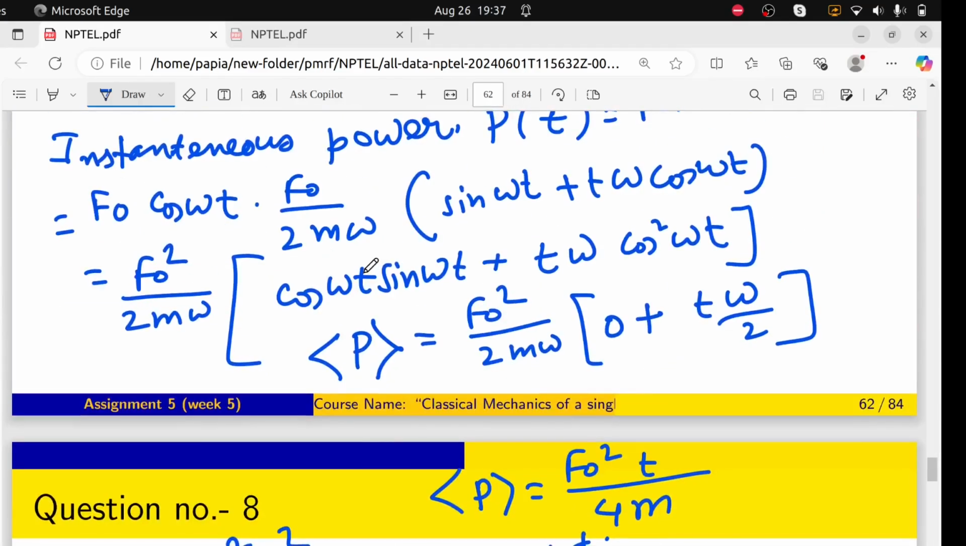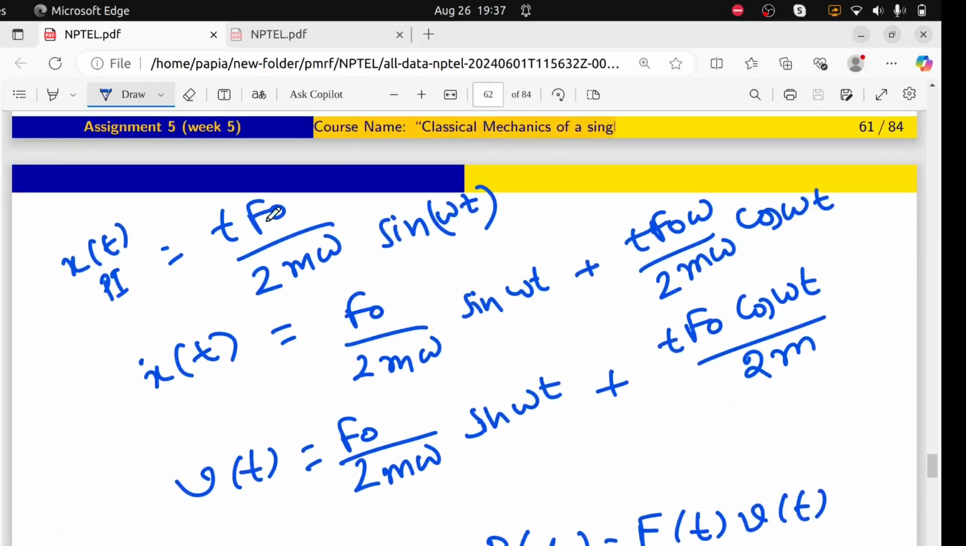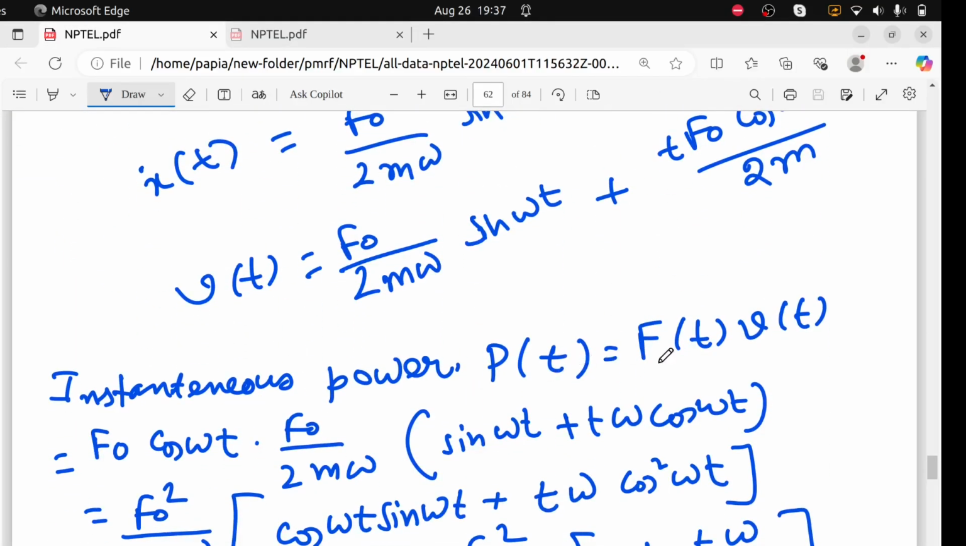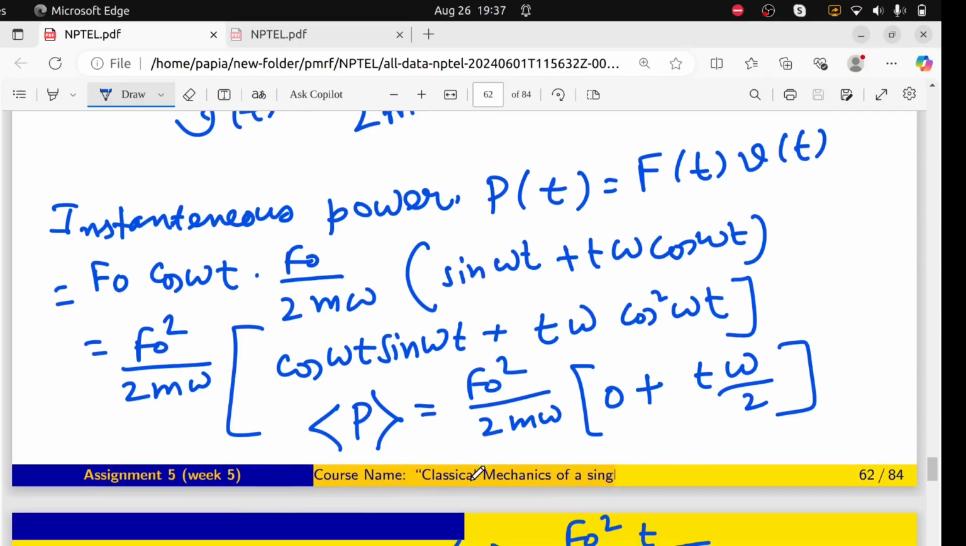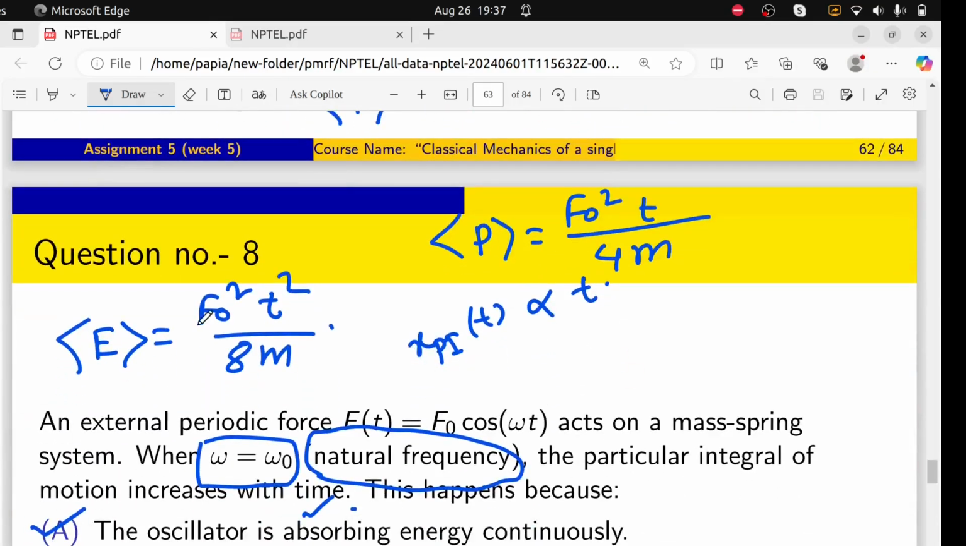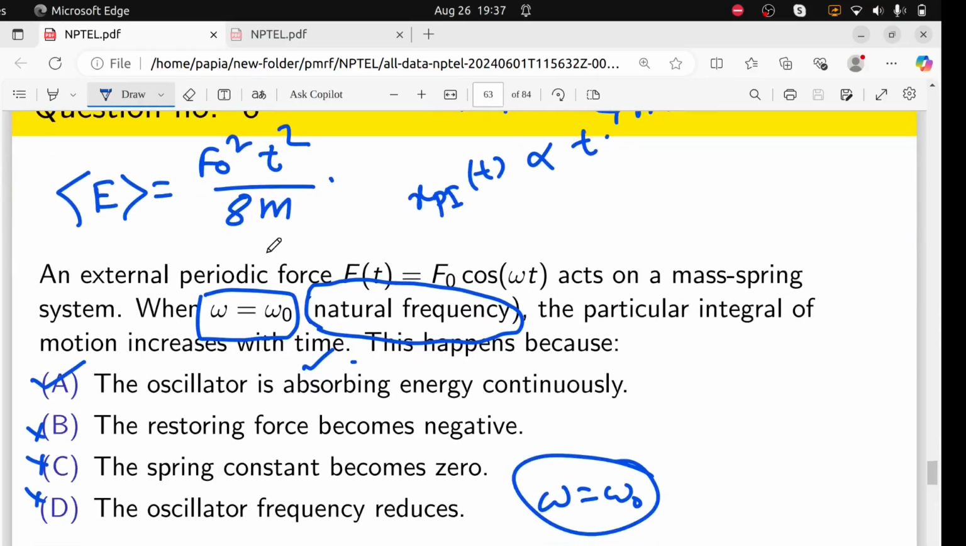So to know that answer, we just did that one, that x is given in this one, x PI, and x dot is this one. So V is this, then instantaneous power is P(t) is F(t) into V(t). So we just multiplied these two, then we are getting P average as this. So if P average is this, then we can have the energy average of this one, which is again a function of t square. So the oscillator is basically absorbing the energy continuously because t is directly proportional here. So it is taking the energy from the outside continuously. That's why our x PI, the particular integral, basically increases with time.